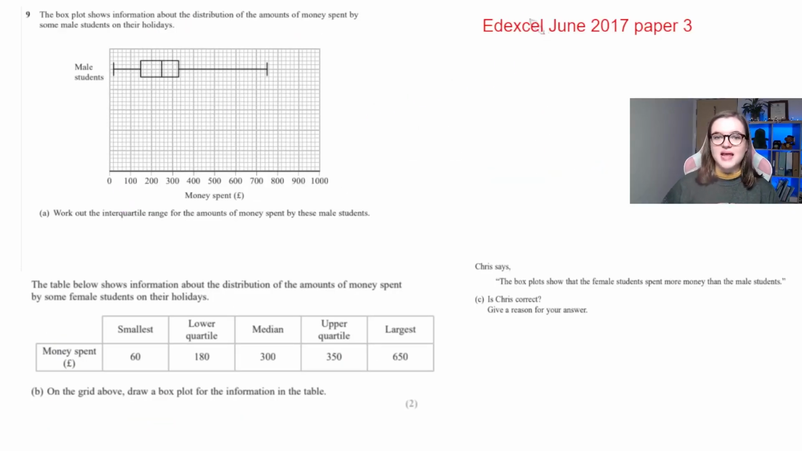Okay, next up then, an Edexcel question this time. Edexcel June 2017, paper 3, which is calculator. So again, pause it, see how you get on. Okay, and then question 9. The box plot shows information about the distribution of the amounts of money spent by some male students on their holidays. Okay. Part A is work out the interquartile range for the amounts of money spent by these male students.